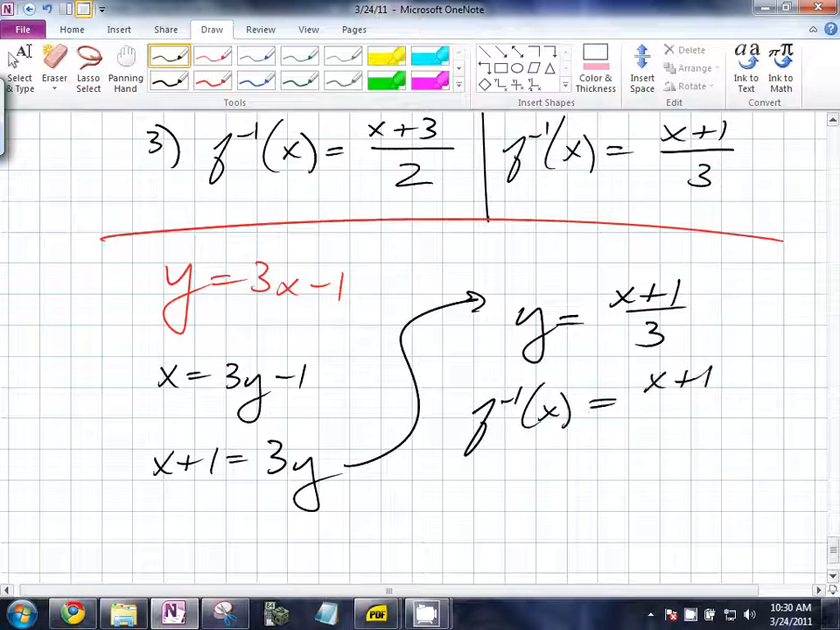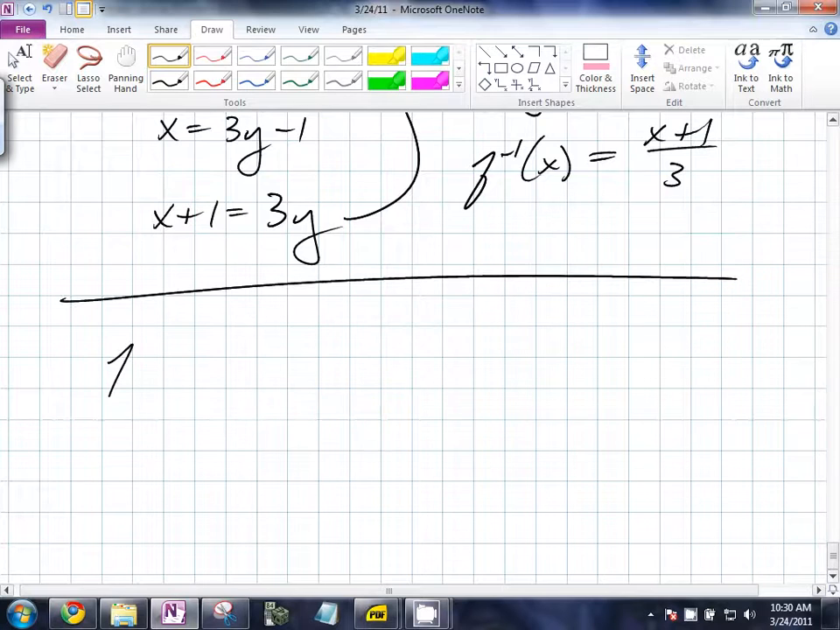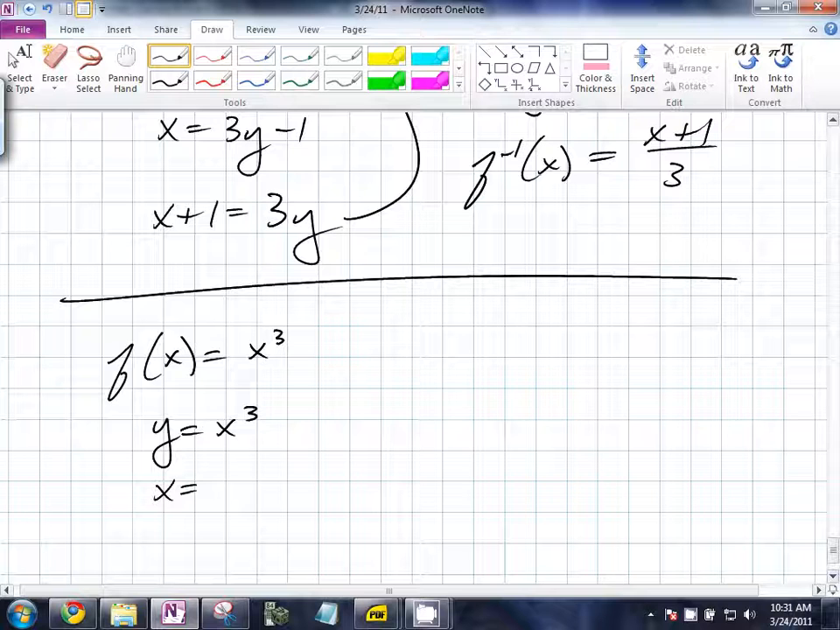Let's try something a little bit more interesting. So what about f of x is equal to x cubed? Have we looked at that one before? We just did, right? Is it 1-to-1? Mm-hmm. Do you like switching first or last? You want to switch last? Okay, so we have y equals x cubed. We need to solve for x. So we have x is equal to what? The cube root of y. So therefore f inverse of x is going to be the cube root of x. Sure, absolutely, that's great.